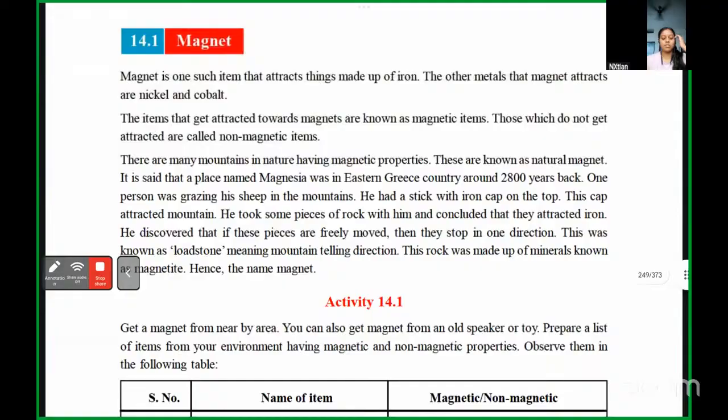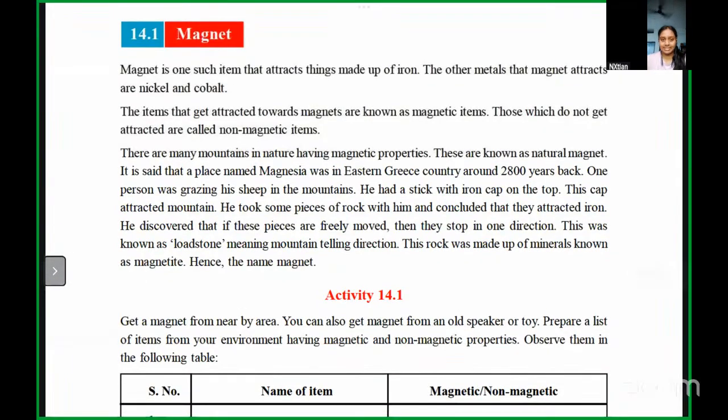Now let's talk about magnet first. I know all of you must have seen a magnet somewhere in your homes. When we are young, we also play with magnets, sticking it on iron objects, sticking it on almirahs and sticking magnets together.